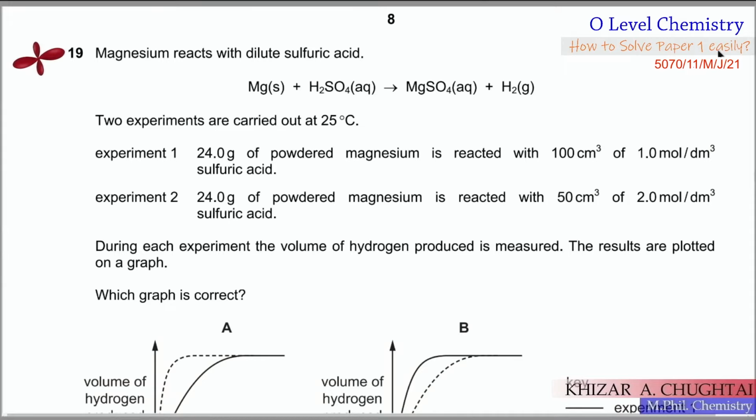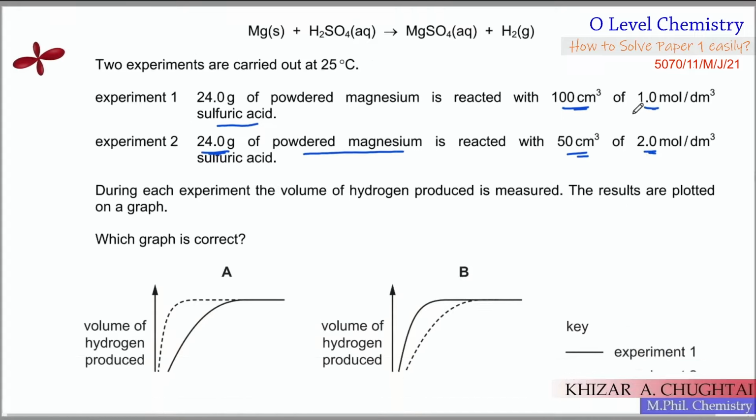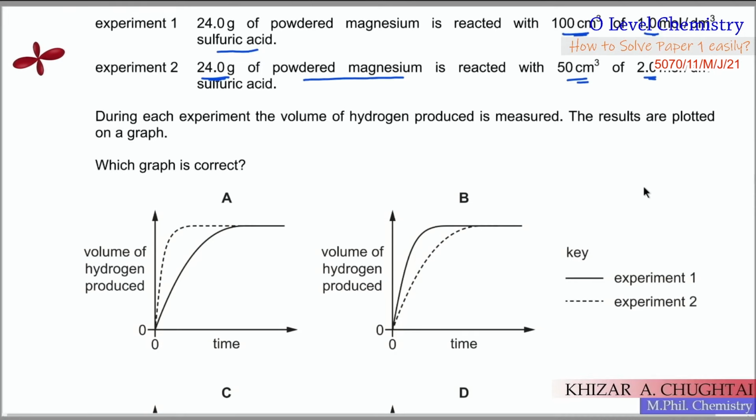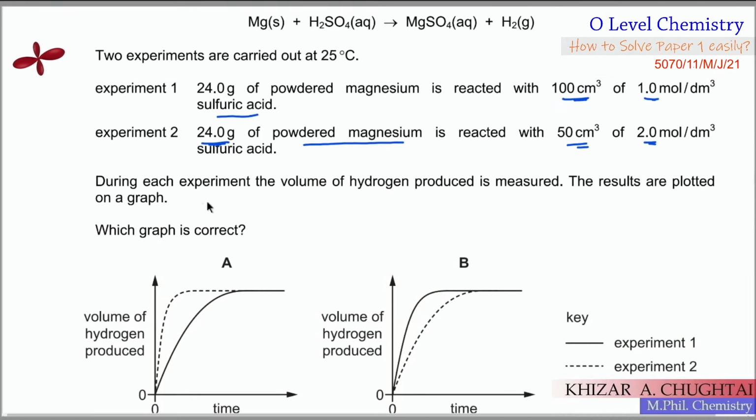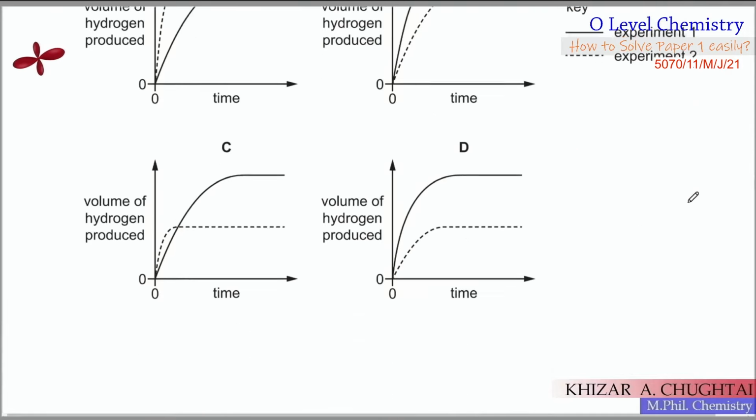Magnesium reacts with dilute sulfuric acid. Two experiments are carried out at 25 degrees Celsius. 25 grams of powdered calcium in the first experiment with 100 cm cubed of 1 mole per dm cubed sulfuric acid. In the second one, the same amount of the powdered calcium is reacted with 50 cm cubed of 2 mole per dm cubed. And which one is in excess? I mean, we have to know it first. During each experiment, the volume of hydrogen produced is measured and the results are plotted.